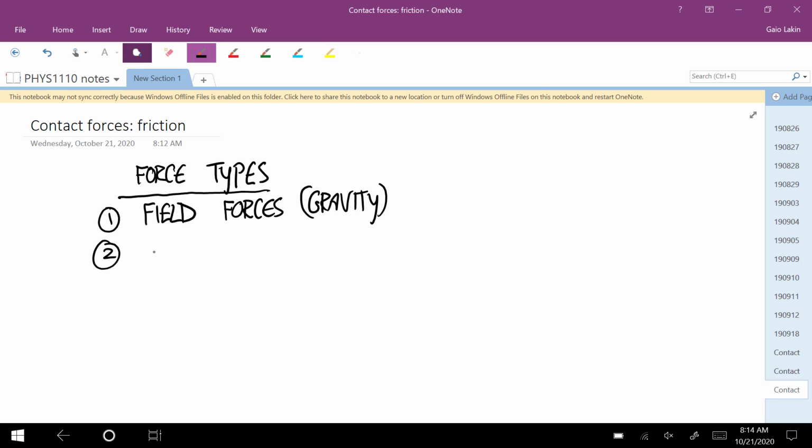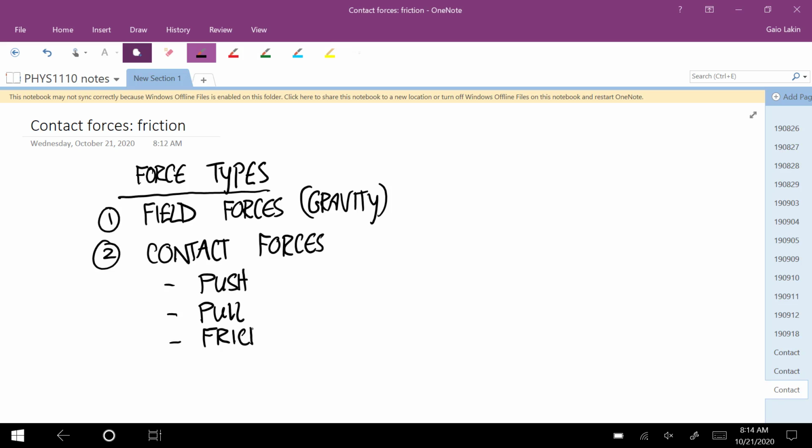And contact forces, and that's all there are: field forces, gravity, and contact forces. And then contact forces are going to be broken up into three types of contact forces. There's a pushing force, a pulling force, and we've talked about both of those already, and friction force. We've dealt with all of these things except friction force. So now we're here talking about the last type of contact force.